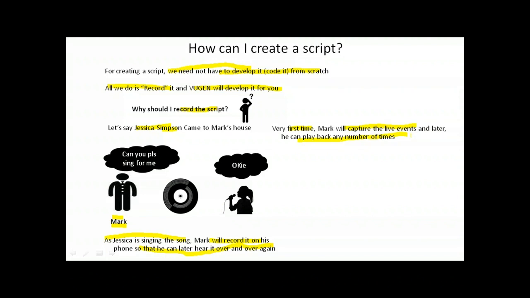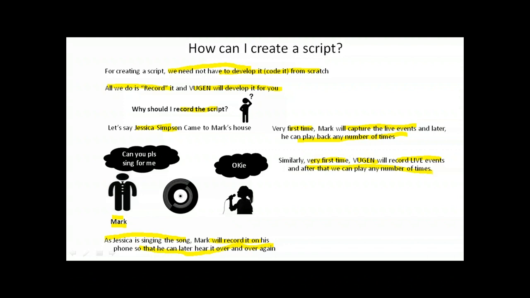That is the whole point of recording. Similarly, we will do the same thing with VuGen. The very first time, using VuGen, we will record the live events. These live events could be for logging in, composing the mail, checking the mail or deleting the mail. You record those the first time, and after that we can play back any number of times, and the same compose will run any number of times, or delete mail will run any number of times. So that's the whole point.